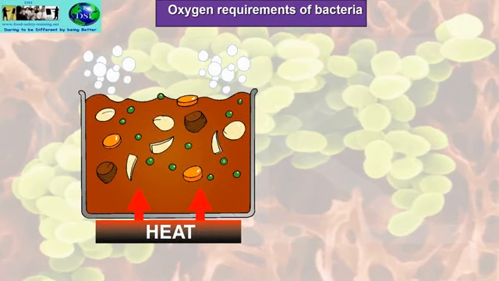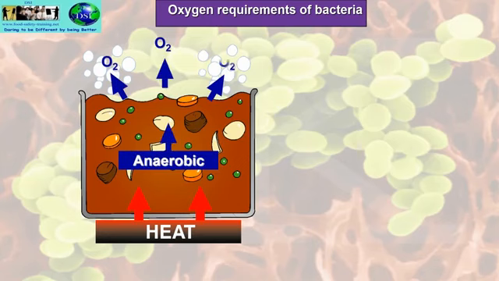So let's have a look at the oxygen requirements of bacteria. We've got different types of bacteria. We've got anaerobic bacteria. These are bacteria that will happily survive without oxygen. And so you'll see them in liquid, for example, where they'll survive because there is no oxygen. All the oxygen is on the surface of the food.